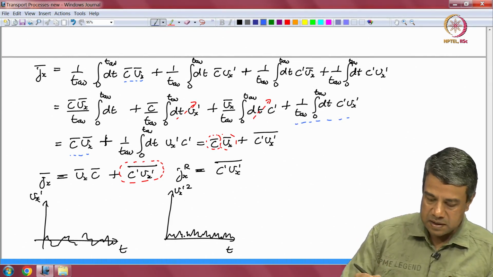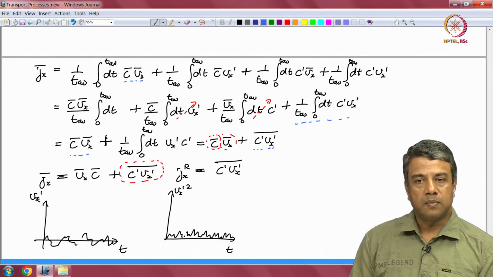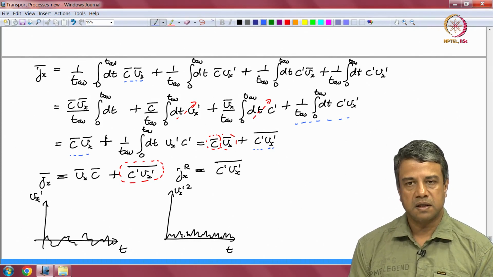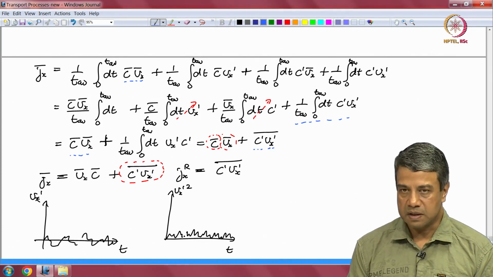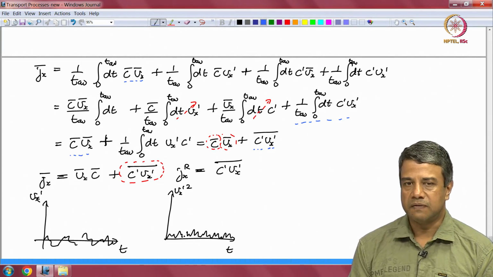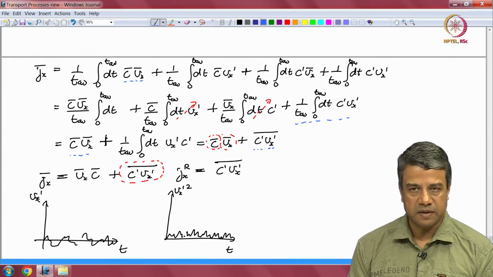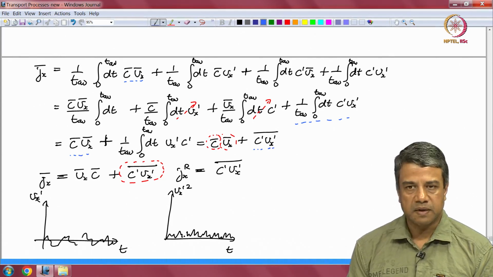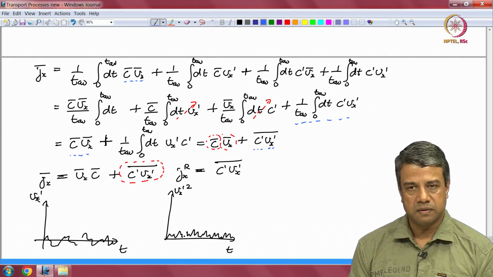So, there is an additional term due to the product of the concentration and the velocity fluctuations. The average of the product is not the product of the averages. To understand that, you just have to take the square of a quantity and you will find that its average is not 0. So, even though C prime average is 0, Vx prime average is 0, the product of those two is not necessarily 0.